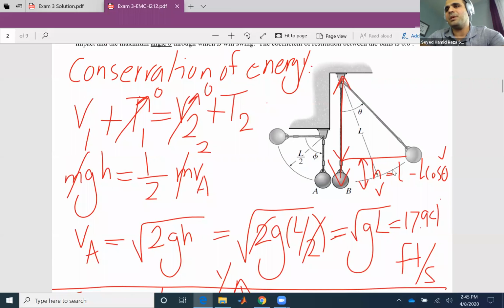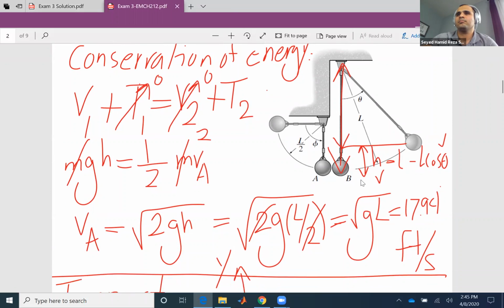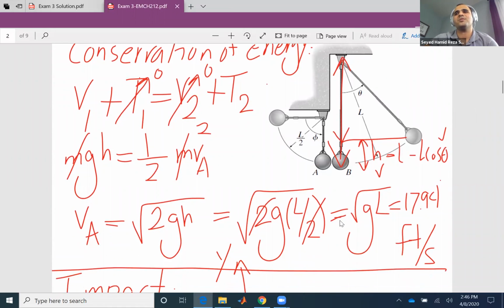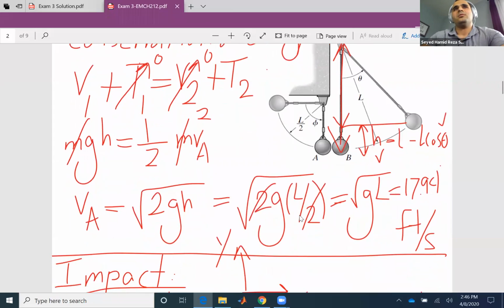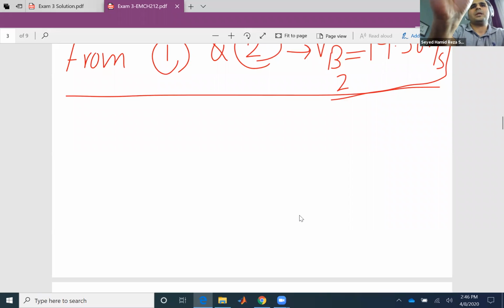Now we have the velocity at B. We want to find how far or how high it goes. What is the approach that we need to use? You use conservation of energy. Conservation of energy, exactly. We are going to use conservation of energy here. Let's write here, conserve.